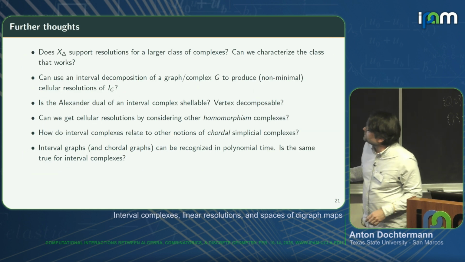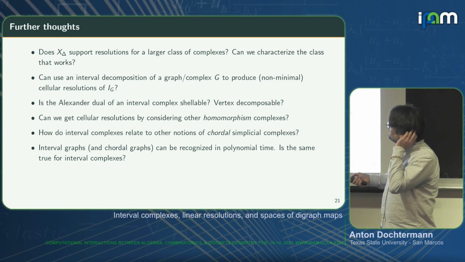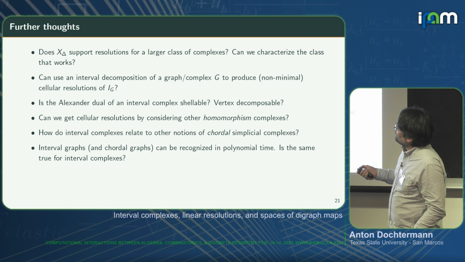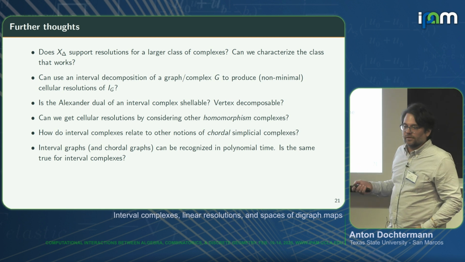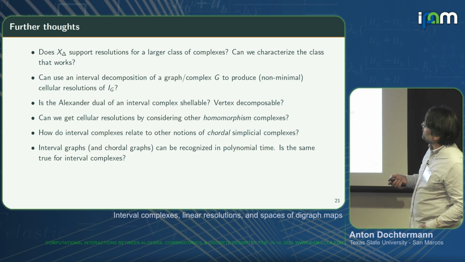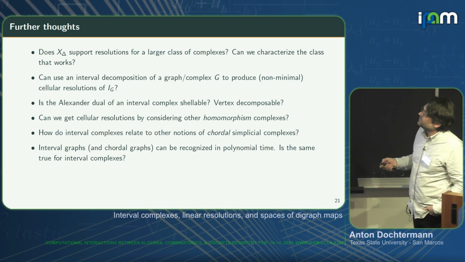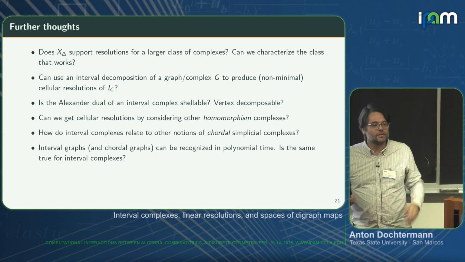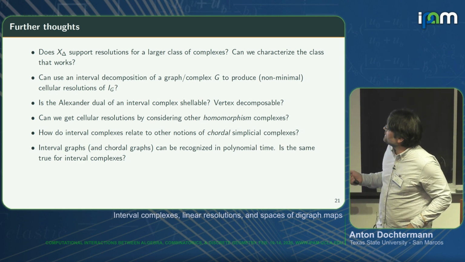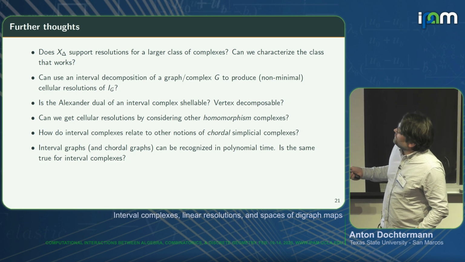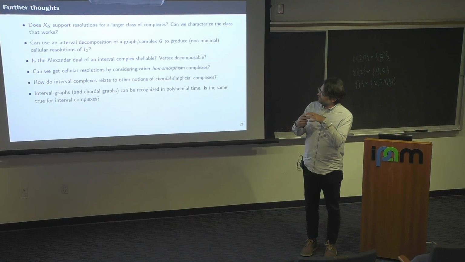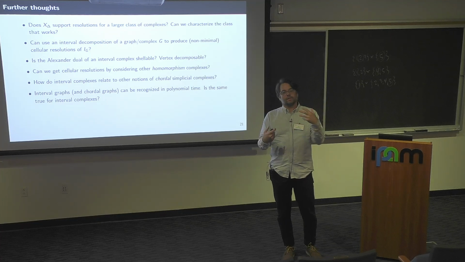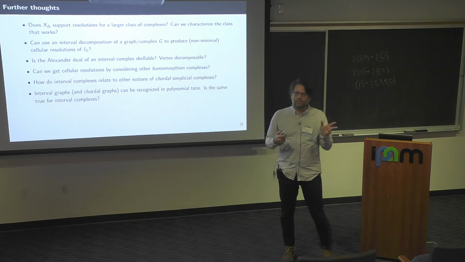Okay, so yeah, last slide. A bunch of questions. I told you how to define this X_Delta from a simplicial complex, and we saw that it works for these complements of interval graphs. What is the biggest class that it works for? And can you characterize that class? We talk about this in the old paper. There's this notion of an interval decomposition of a graph, like breaking it up into interval graphs.